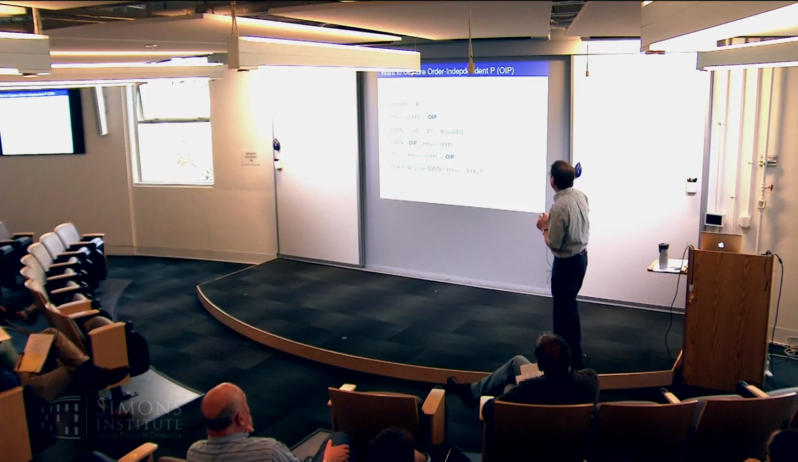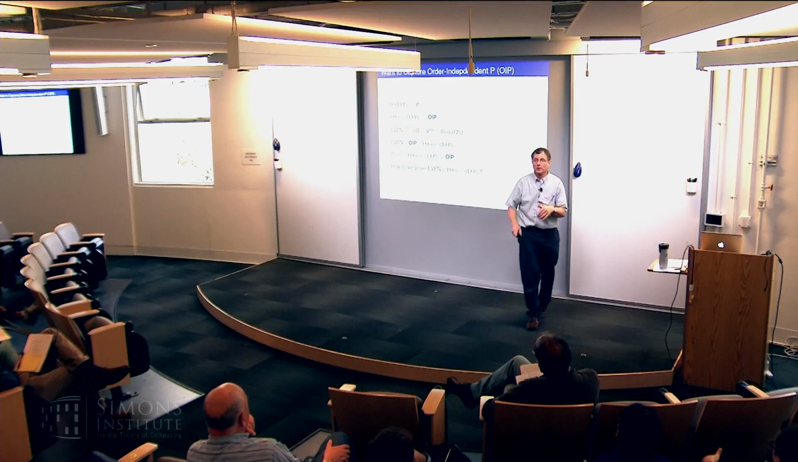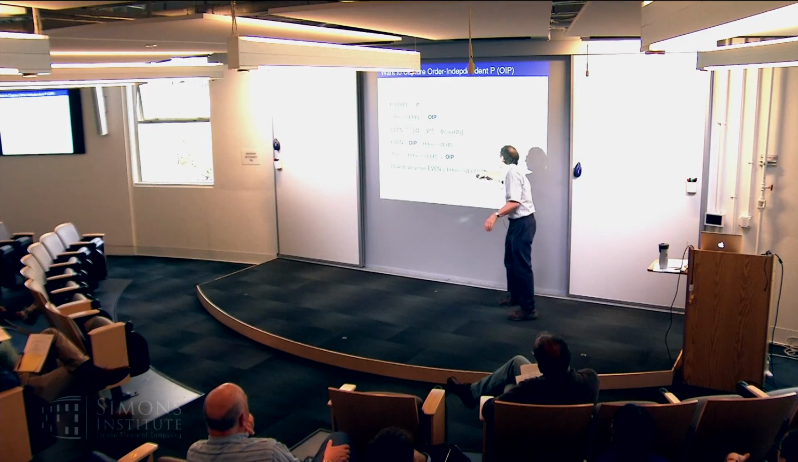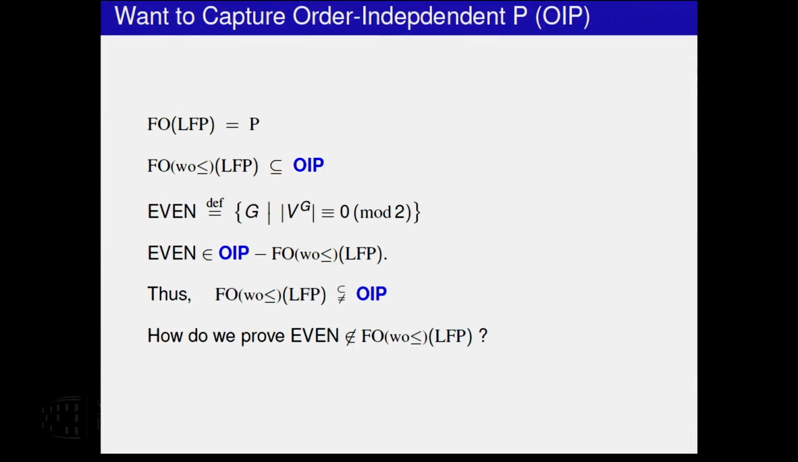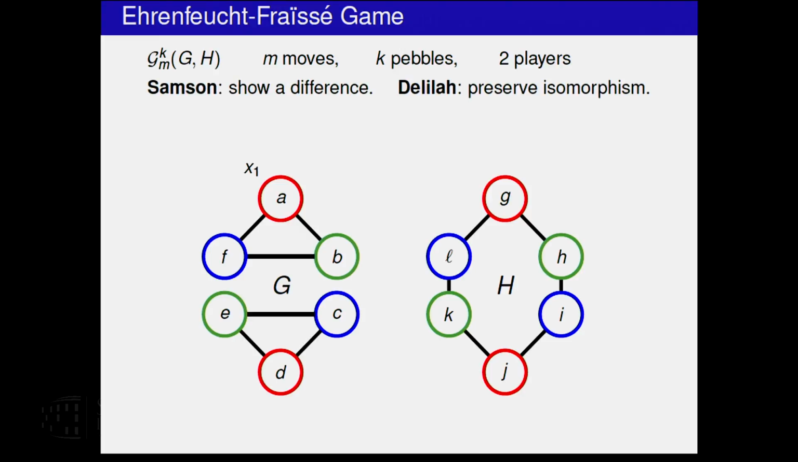Okay, and I just want to mention, how do we prove even is not in first order without ordering least fixed point? I sketched that. With Ehrenfeucht-Fraïssé games. So everybody knows what Ehrenfeucht-Fraïssé games are? Yeah. Okay, so they're fun, and for some reason I call the players Samson and Delilah instead of Spoiler and Duplicator. But if you haven't played them before, you can see them being played right now.